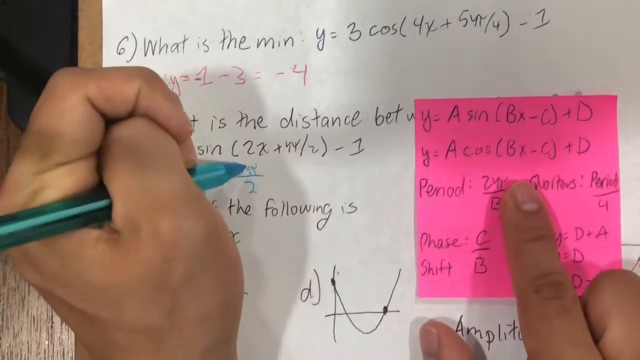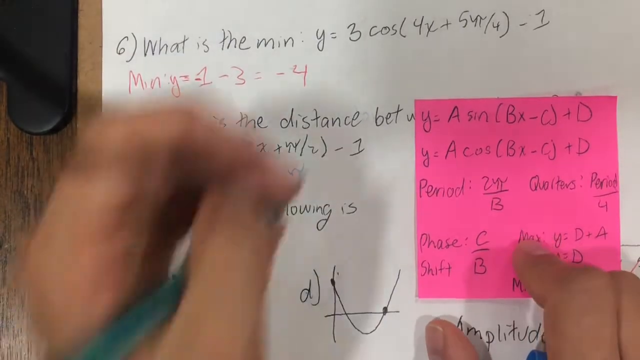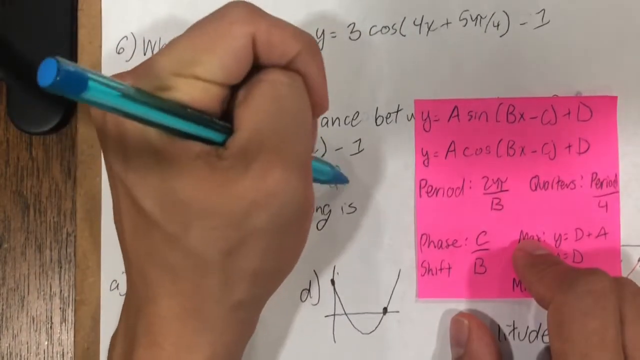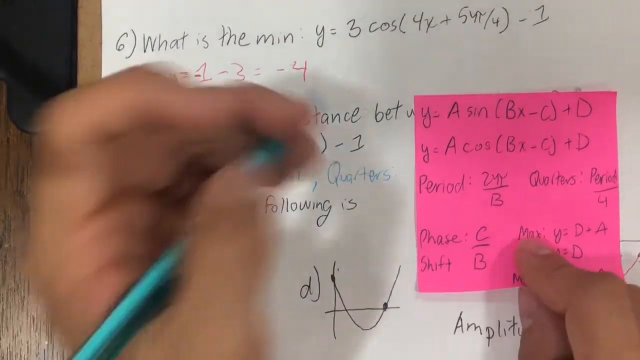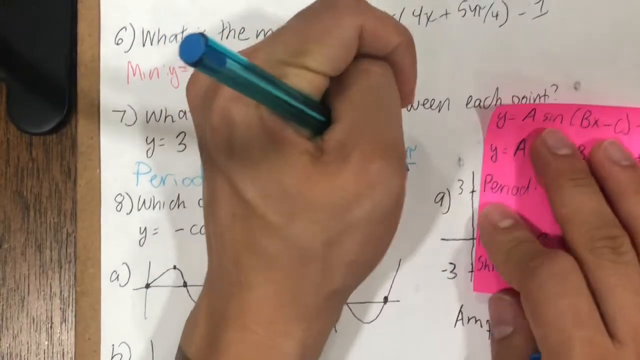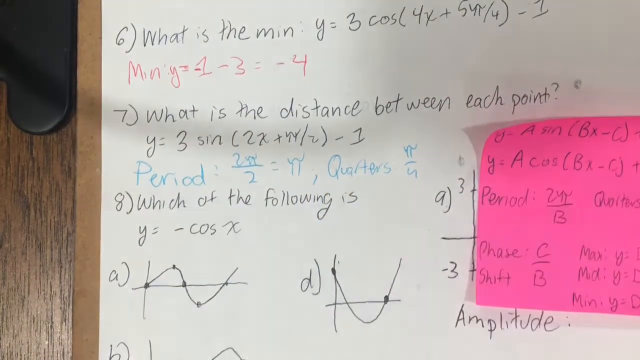So we have 2 pi divided by 2, which simplifies into pi. And then to figure out the quarters, all you're going to do is take the period, which is pi, and divide that by 4. It can't be further simplified, so my quarters is pi over 4.